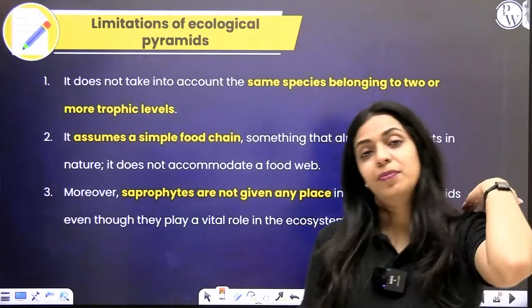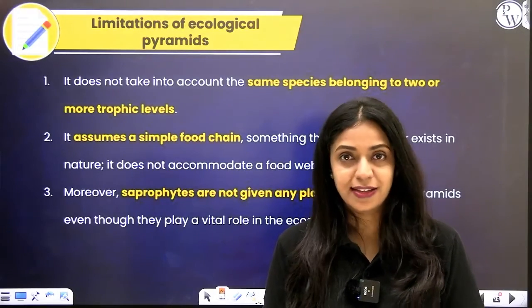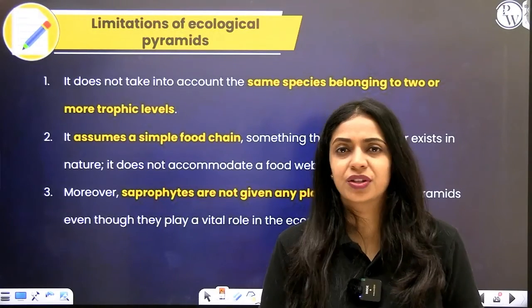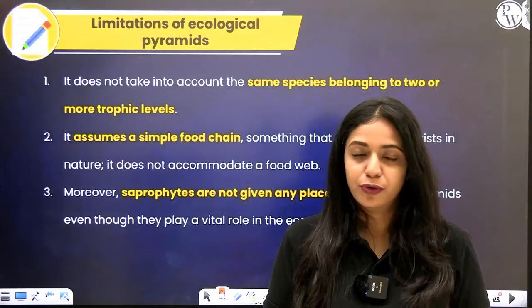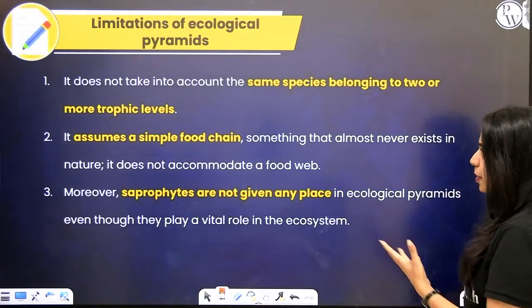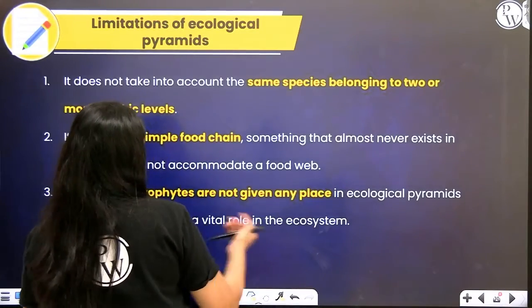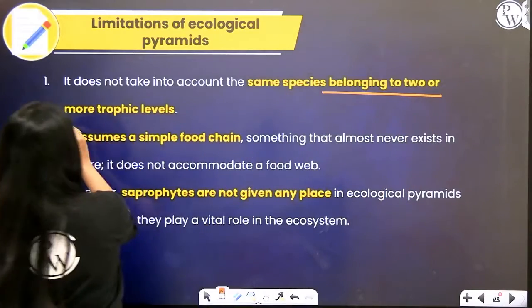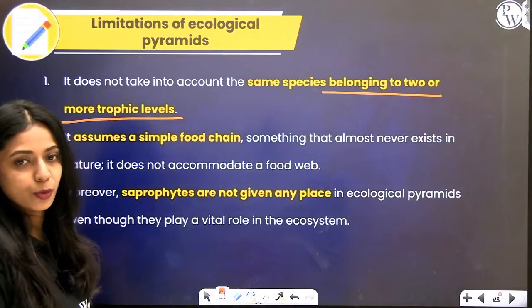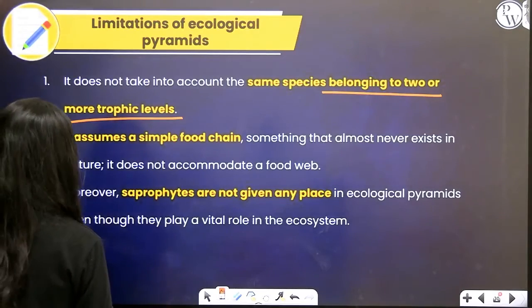Though the ecological pyramids are going to give us a lot of insights into how an ecosystem functions, what are the different relationships with respect to food among different organisms, there are some drawbacks or limitations of ecological pyramids. 3 important points. If there is some species that belongs to 2 or more trophic levels, like the sparrow example that I told you, they will not take that into consideration. Ecological pyramids do not take that into consideration.